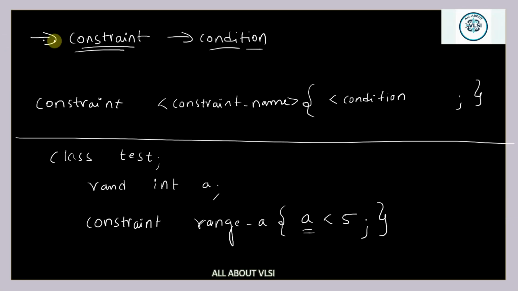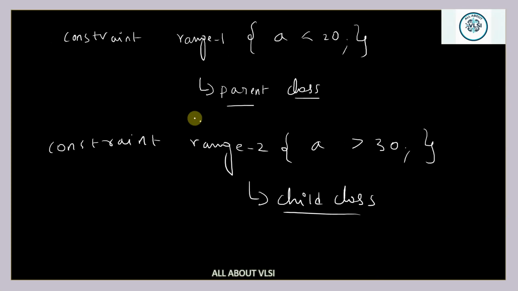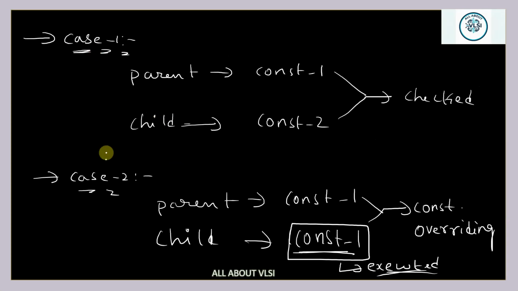Next, we have seen constraints. A constraint is nothing but a condition, and this is how we declare it: we write the keyword constraint, followed by the constraint name and the condition. In our previous session we saw two cases. In case one, parent and child have two different constraints, and both constraints work. This is nothing but constraint inheritance.